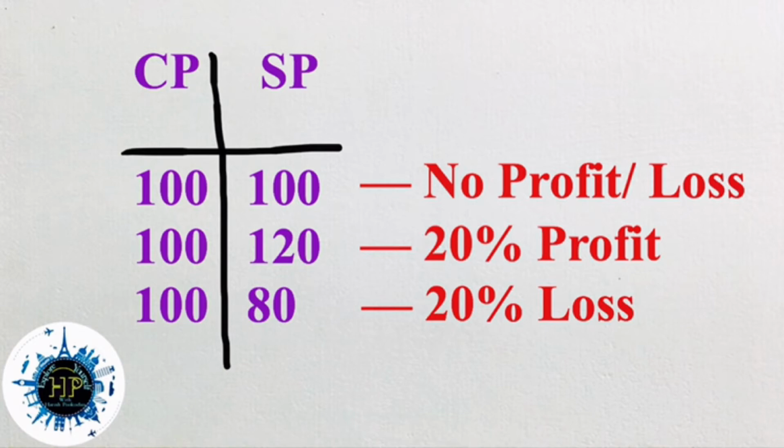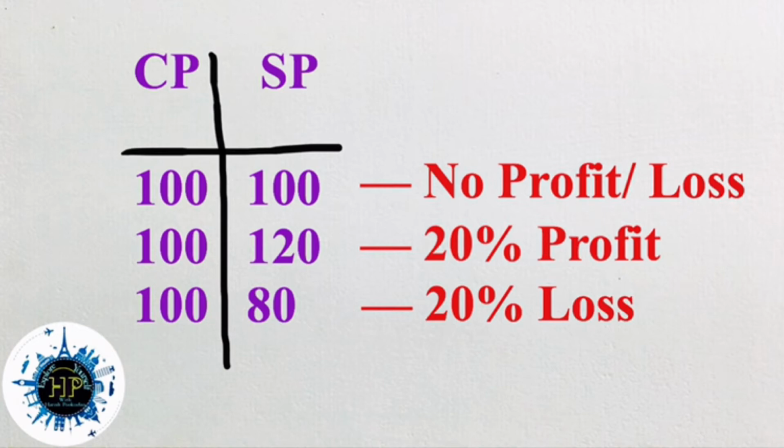So if the cost of the product is rupees 100 and we sell it for rupees 80, in this case 20% loss will be there. 20% loss means we are selling at 80% of cost price. If you are selling at 80% of cost price, 20% is the loss. If you are selling at 120% of cost price, the profit percentage is 20%.